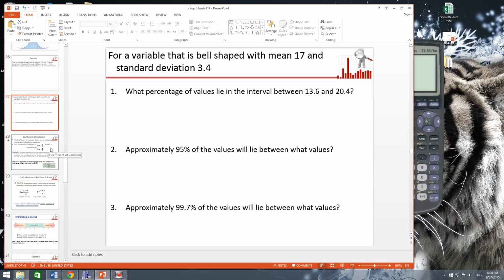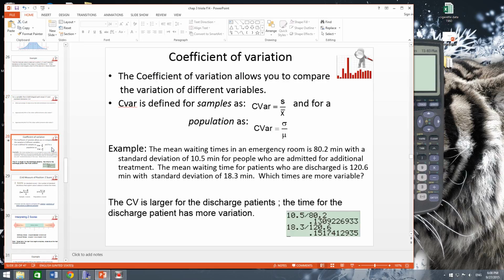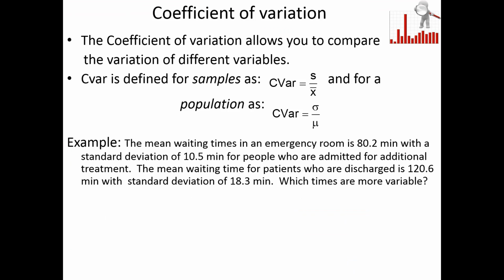Now what I'd like to jump to at this point is the coefficient of variation, and then we'll talk about z-scores. The coefficient of variation allows you to compare variation for different samples, for different variables, for example. The coefficient of variation gives you a percentage of the variation, and you can compare two items that are dissimilar.